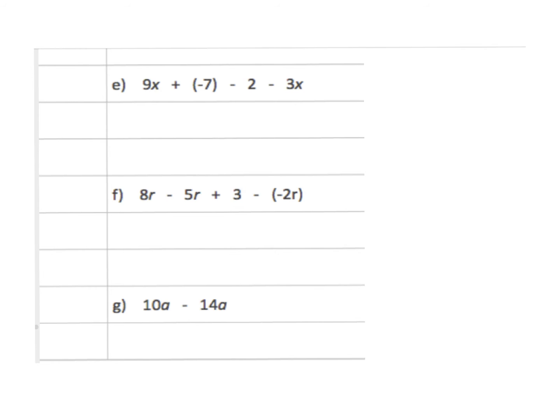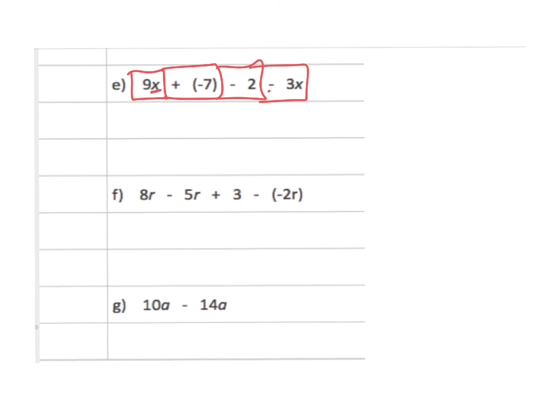Again, pause the video, take time to write the problems down. Now we're going to put the boxes around it. 9x plus a negative 7 minus 2 minus 3x. We have to pay attention to those signs.